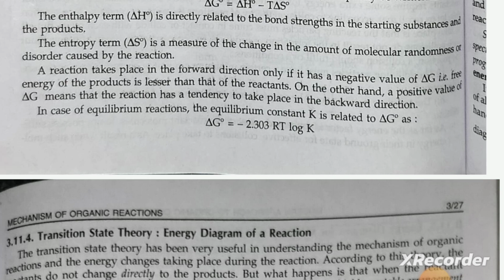A reaction takes place in the forward direction only if the value of delta G is negative, that is, the free energy of the product is lesser than that of the reactant. On the other hand, a positive value of delta G means that the reaction has a tendency to take place in the backward direction. In case of an equilibrium reaction, the equilibrium constant K is related to delta G naught as delta G naught is equal to minus 2.303 RT logarithm of K.